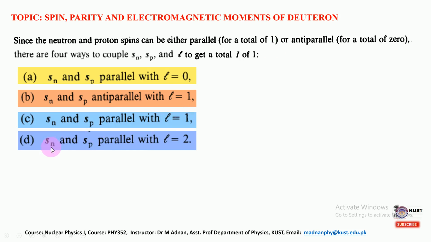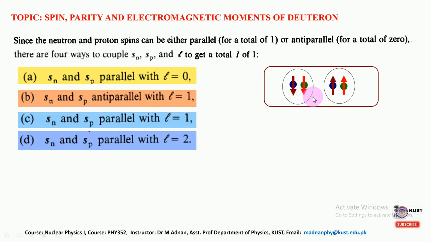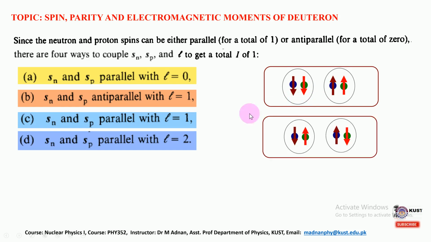And another possibility is that the two spins are parallel and with L equal to 2. These are the various representations, the parallel and anti-parallel concepts.